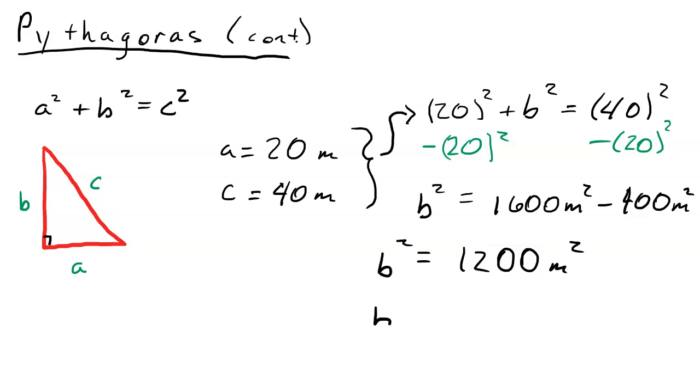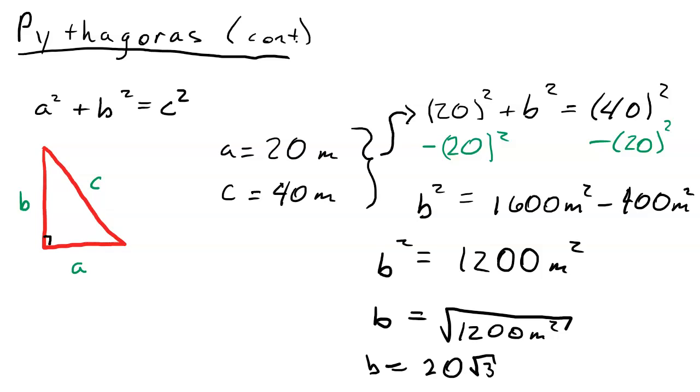To solve this, then you just take the square root of both sides, and whatever square root of 1200 meters squared is, that's what your answer will be. In this case, you can divide 1200 by 400 and get 3, so you'd have 20 square root of 3 meters, and that would be your solution right there. Hopefully my math is correct.